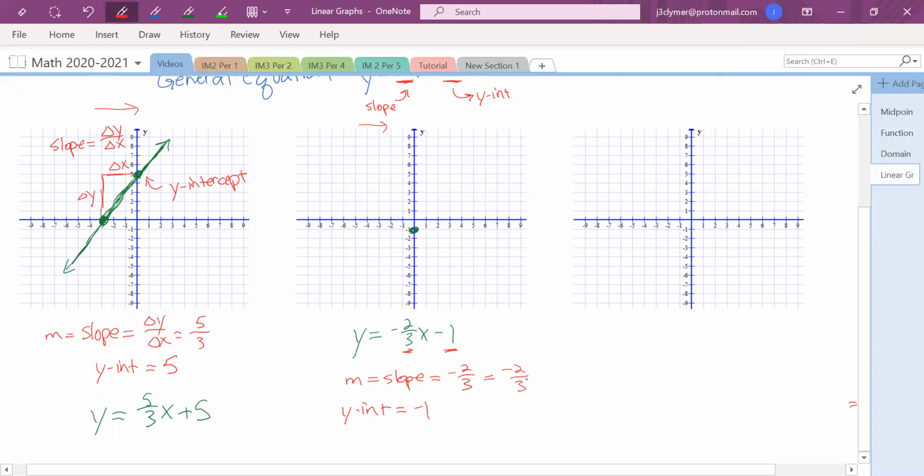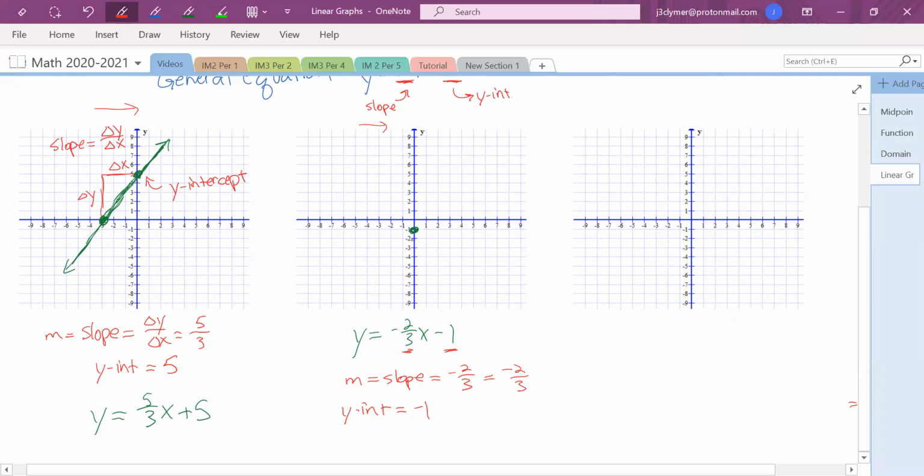Okay, and that tells me that I'm going to go down 2, and then I go right 3. So that's what that says right there. By putting the numerator, it says I go down 2, and then I go right 3. Remember, it's rise over run. This is whether I go up or down. This is whether I go right or left. Negative means I go down. Positive means I go right.